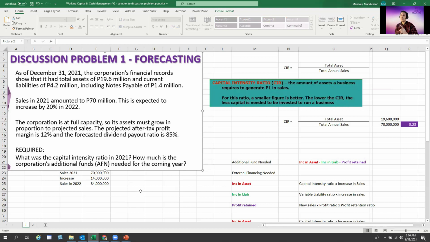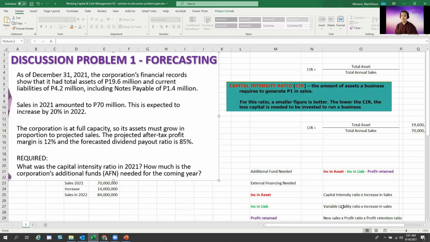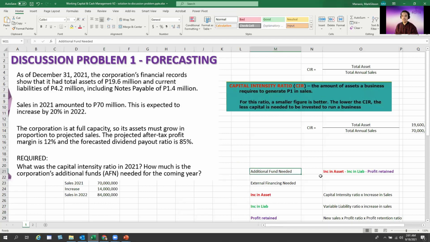How much is the corporation's additional funds needed for the coming year, or AFN? This is also called external financing needed. Now, class, there's a formula actually to get additional fund needed, no? Pero iisa-isahin natin kasi it looks very, sabi natin, complex, pero pag iisa-isahin natin, dahan-dahanin natin yung pag-solve, madali lang naman. Sige. Una, syempre, ano muna yung formula? So the formula to get your additional fund needed is increase in asset less increase in liability less profit retained.